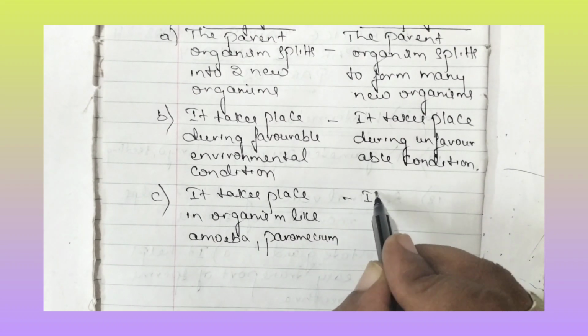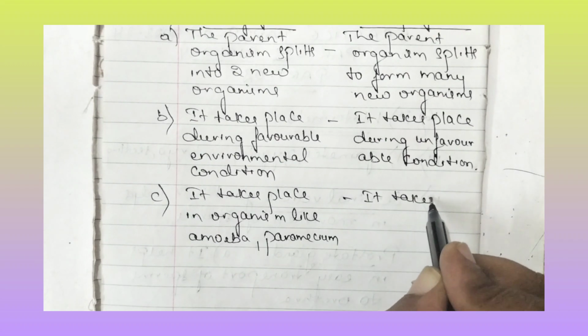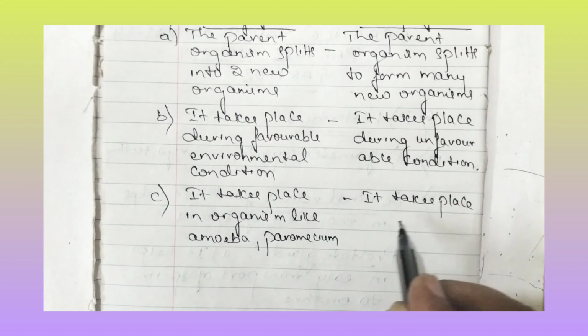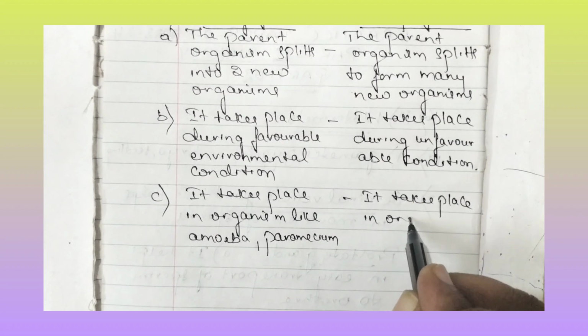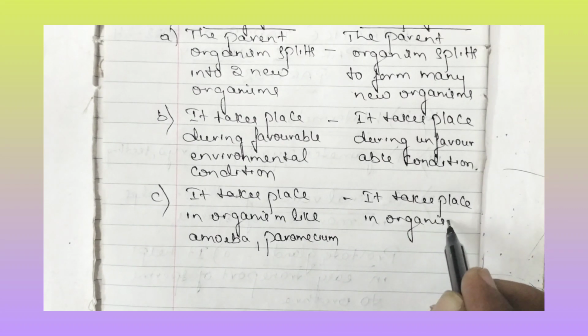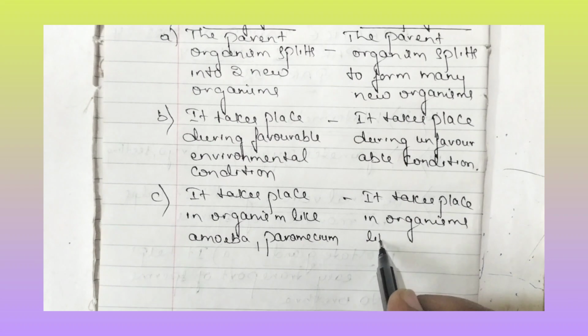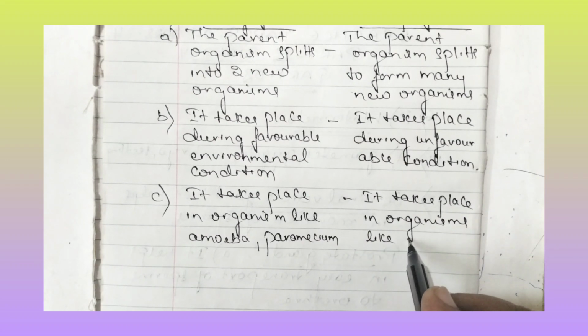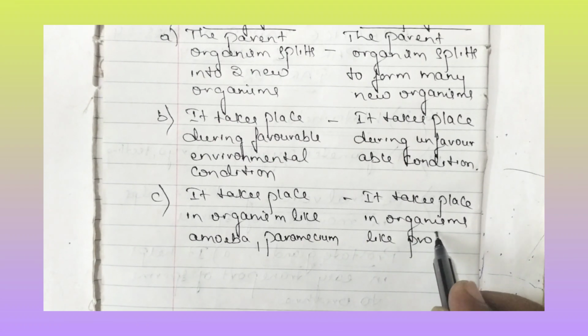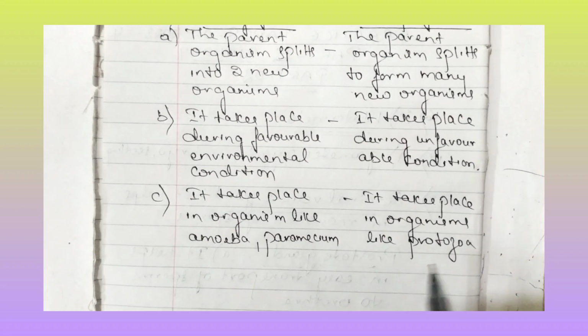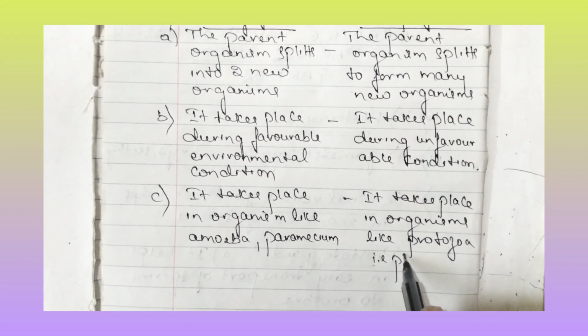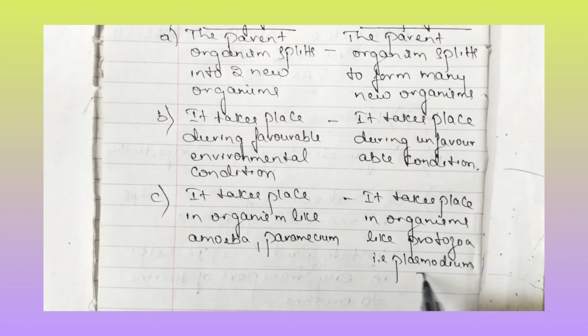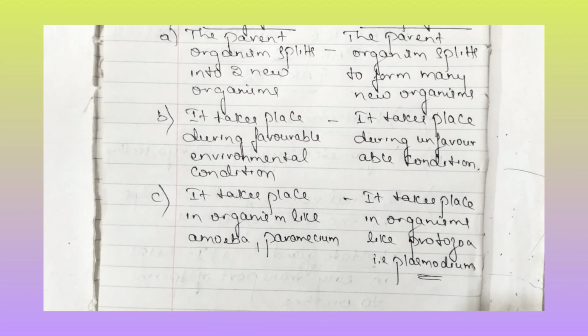Then this multiple fission takes place in organisms like protozoa, that is Plasmodium. So these are the differences between binary fission and multiple fission.